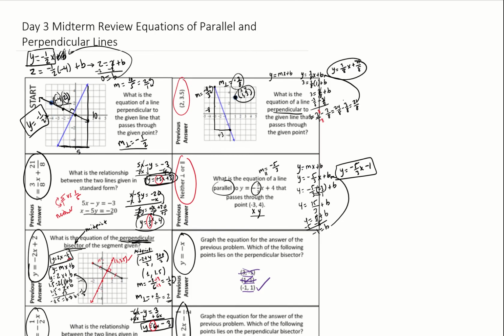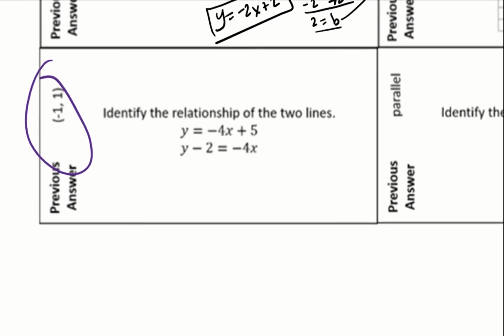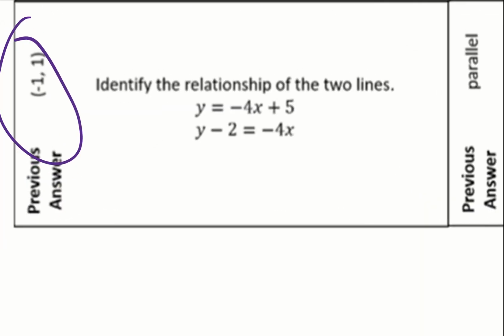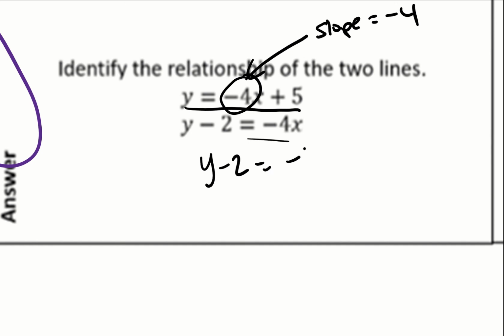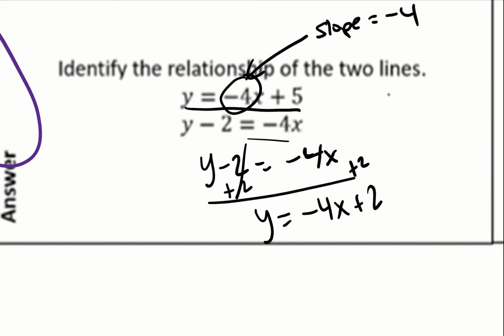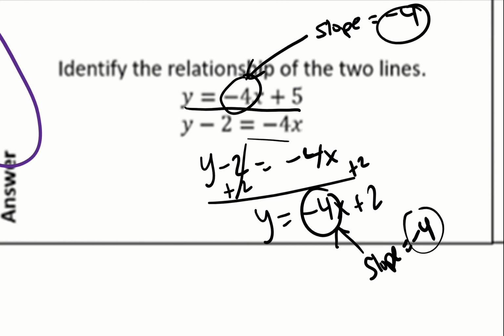And looks like we're wrapping this up here. We got 2 more problems. Identify the relationship of the 2 lines. You can clearly see from this equation that the slope is -4, so there's no need to solve that. It's already in slope-intercept form. Now for this equation, let's rewrite the bottom equation and solve it. We want to solve for y, get y by itself. So let's get rid of this 2 by adding it to both sides. You can't combine those, so just bring them down. All right, now that's in slope-intercept form. You can see here that the slope is also -4. If the slopes are the same, that means the lines are parallel.